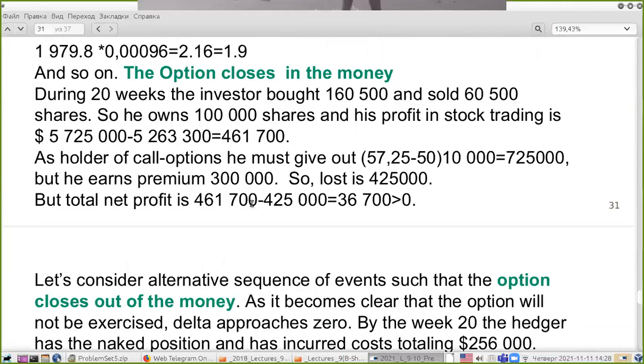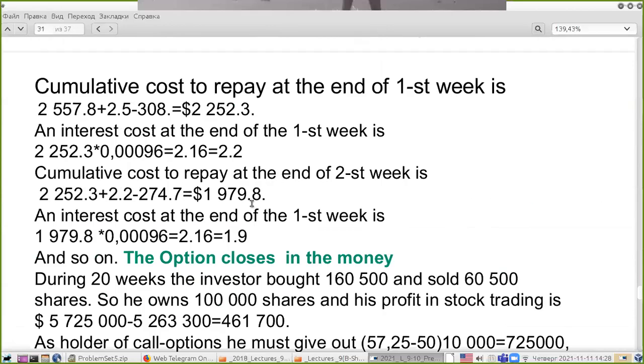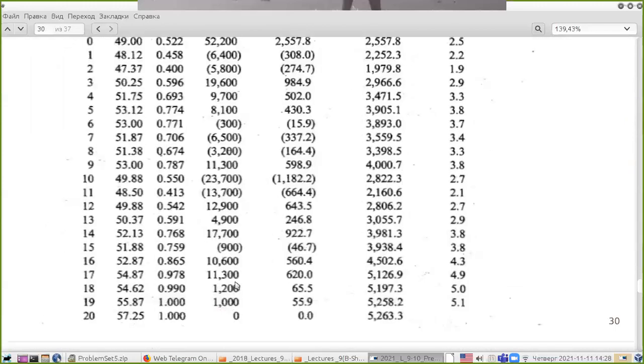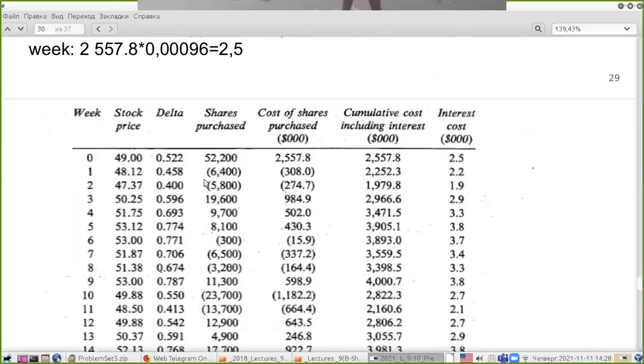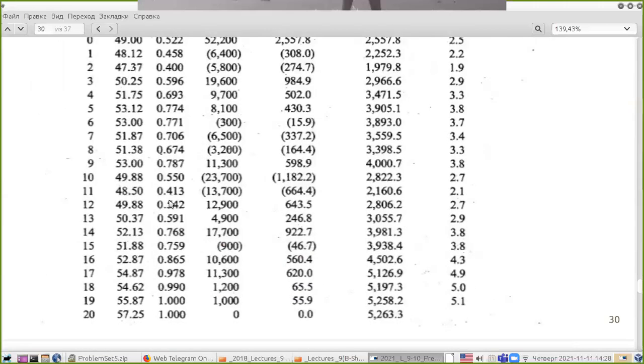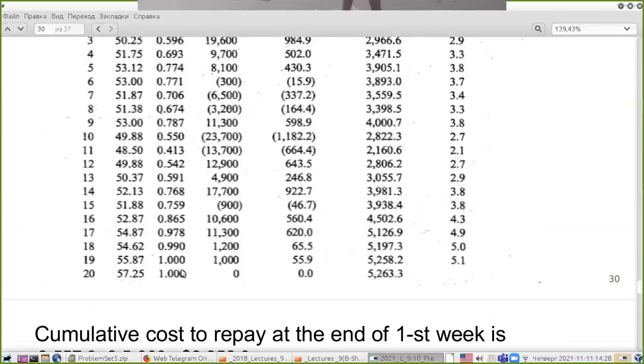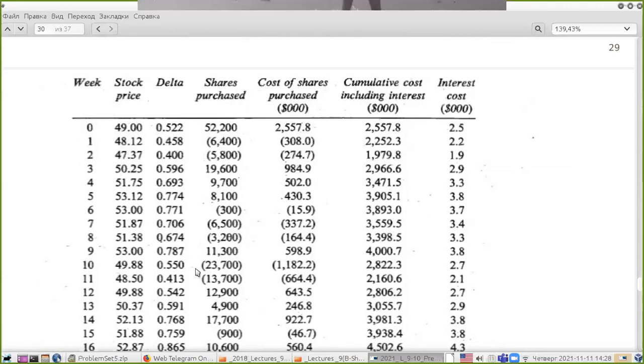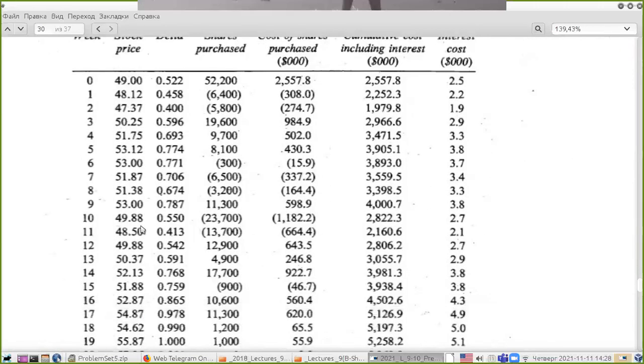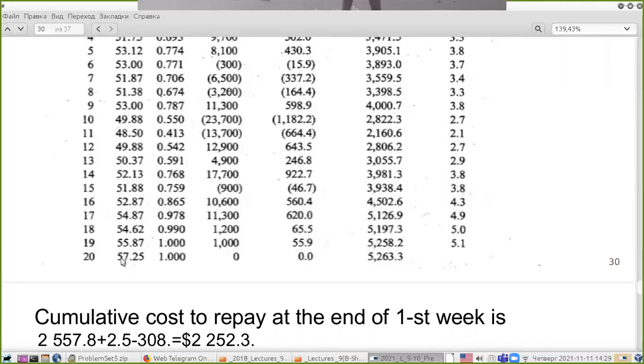So what we have at the end of the 20 weeks. At the end of 20 weeks, you see that delta equals 1, yes? And it will be in case the stock price is more than the strike price. The strike price is 50, you understand, but it's more than the strike price, so the delta tends to 1.